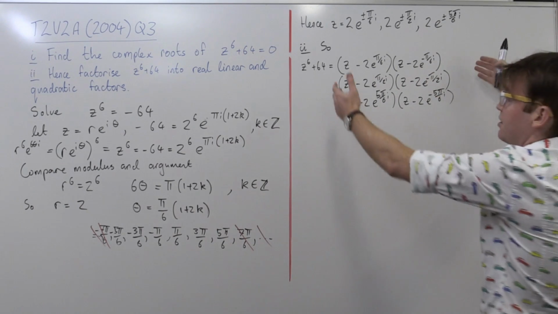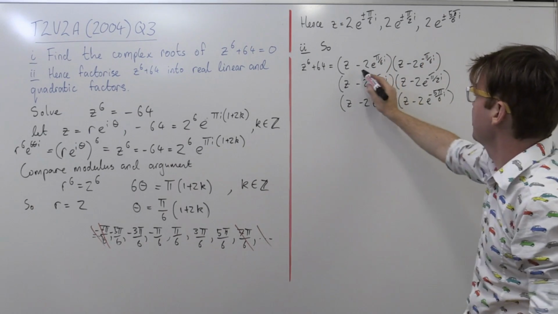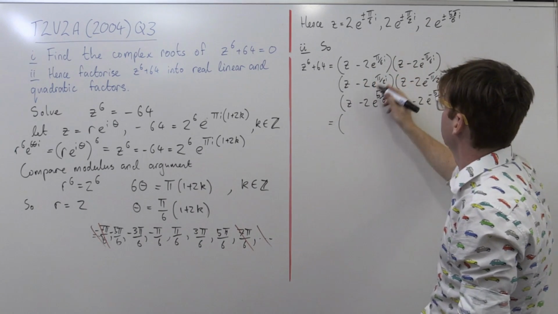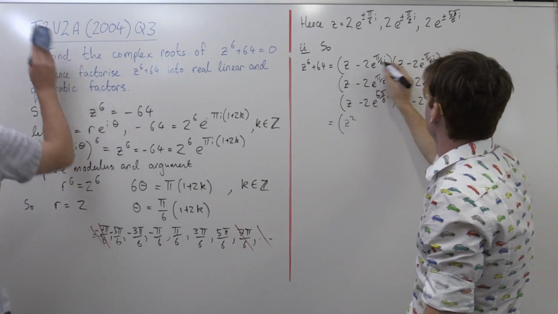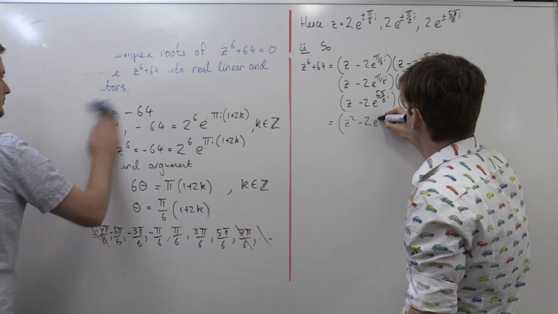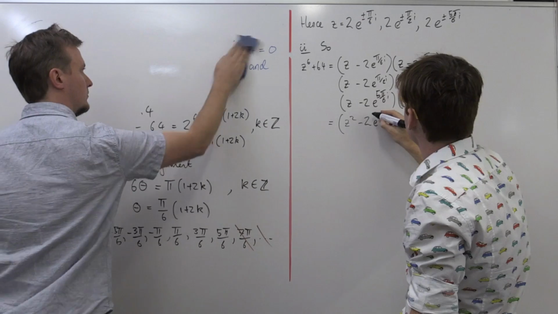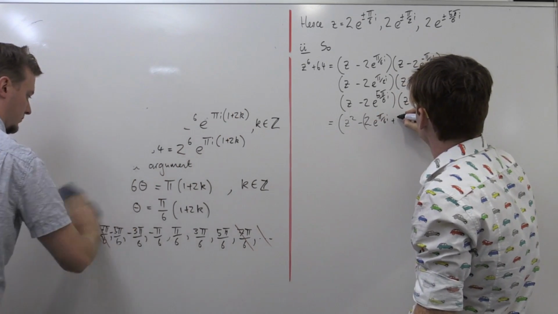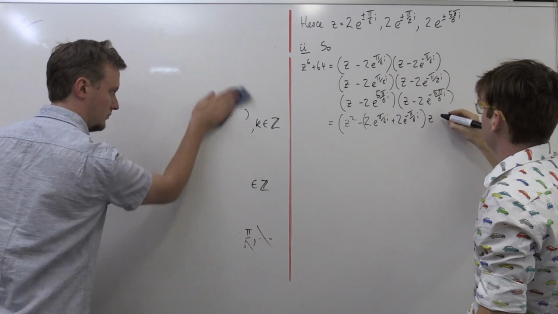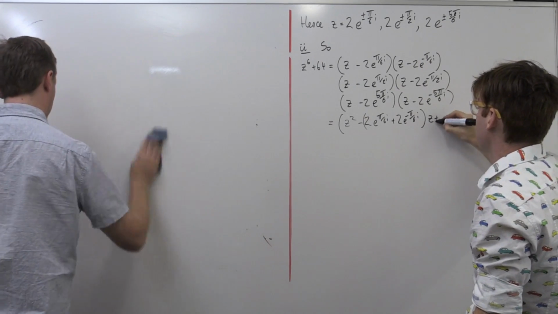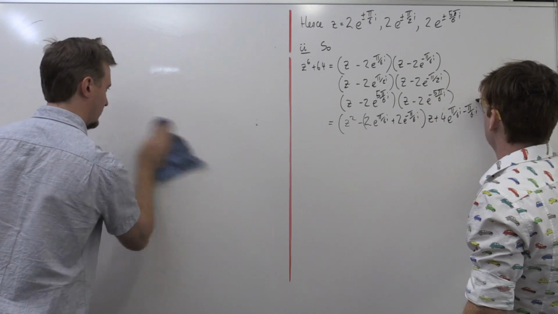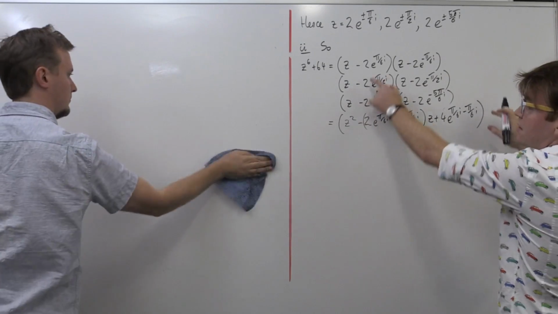The reason I'm doing that is so I can now condense these into real quadratic factors. Because when you have a factorization like this, you can combine it. I'll show you how to combine it. So this is z squared, minus 2e to the pi on 6i plus 2e to the negative pi on 6i, times z, plus that times that, which is just 4. I'll write it out one more time: 4 times e to the pi on 6i minus pi on 6i. So that's the first term here.